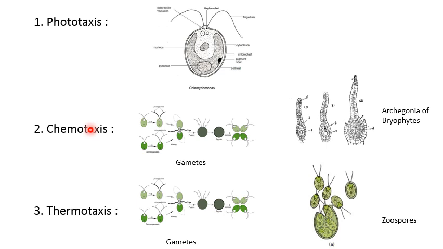The next kind of movement is thermotaxis. This is locomotion by the influence of temperature. These are the gametes and these are the zoospores. The gametes and zoospores of algae and fungi show thermotactic movements. Depending on the intensity of the temperature, it can be either positively thermotactic or negatively thermotactic.